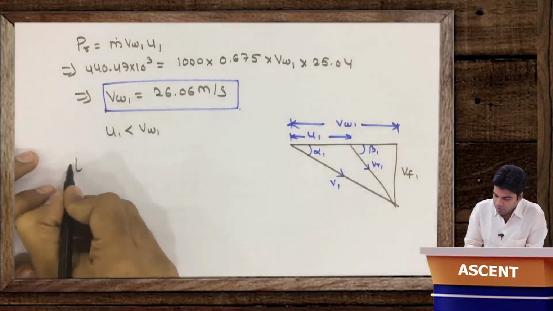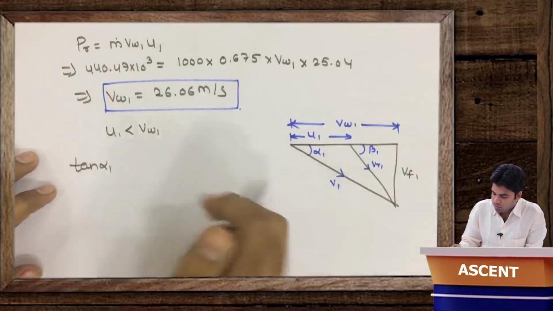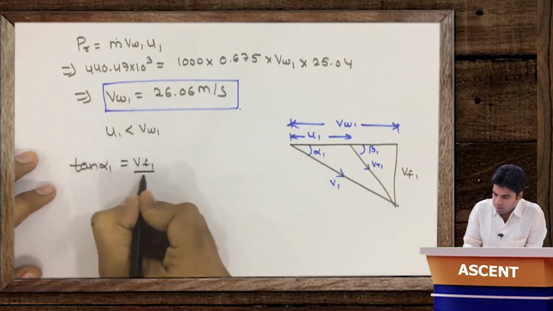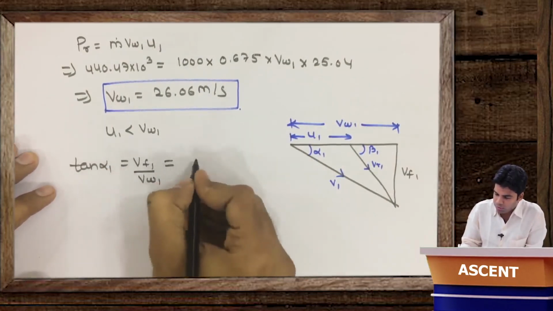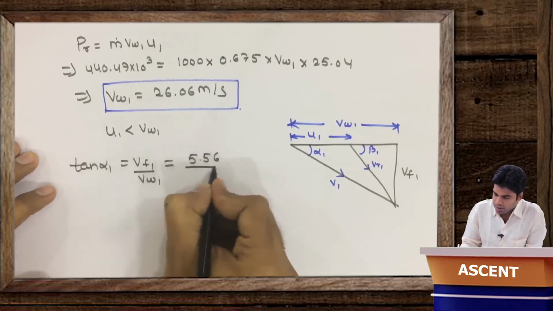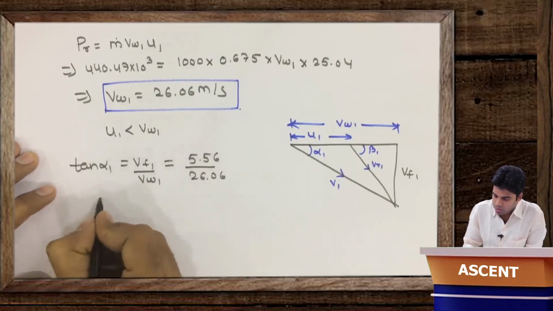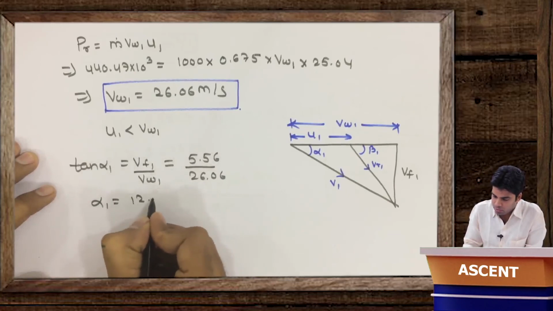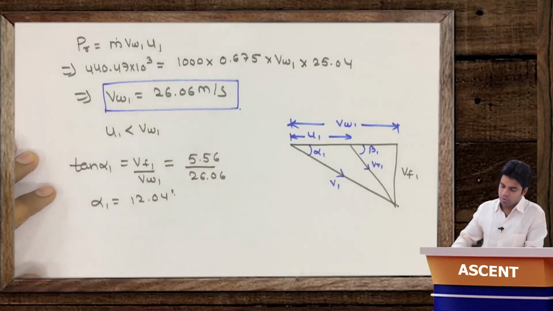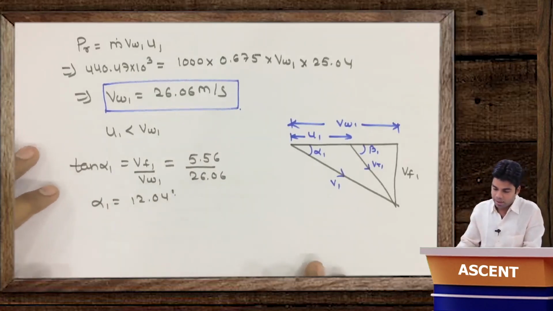Now what is tan of alpha 1? Tan alpha 1 is vf1 divided by vw1. We have all the values now. 5.56 divided by 26.06. So from here this alpha 1 is equal to 12.04 degree. So this is the guide blade angle at inlet.